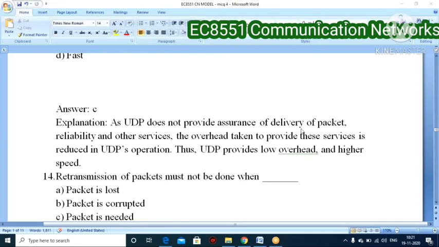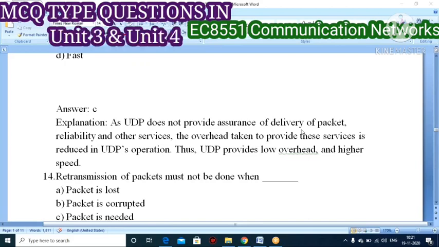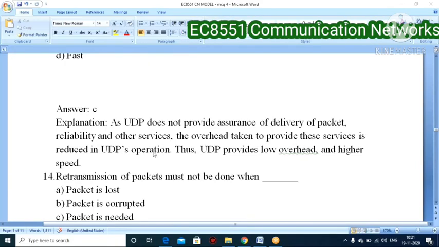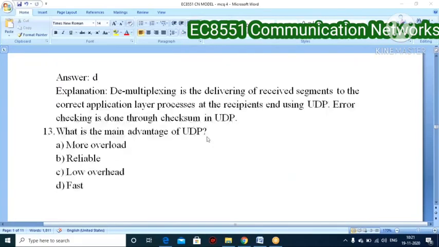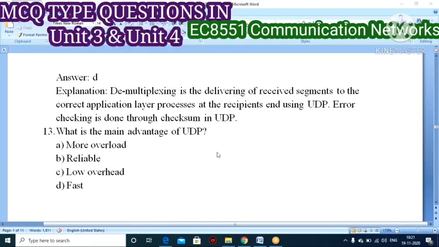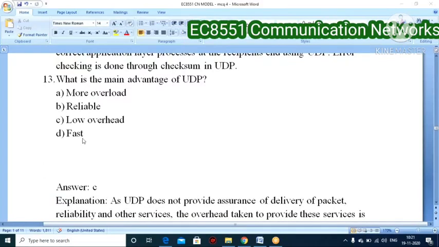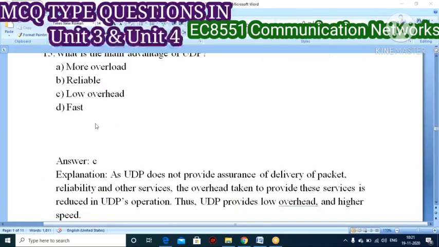Okay, as well as the reliability, as well as the other services. But the overhead taken to provide these services is reduced in UDP operation. So UDP provides low overhead and higher speed. Here the main advantage of UDP is low overhead. And one more advantage is higher speed. Speed is not given, so low overhead is the correct one.